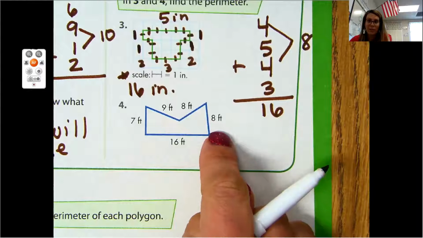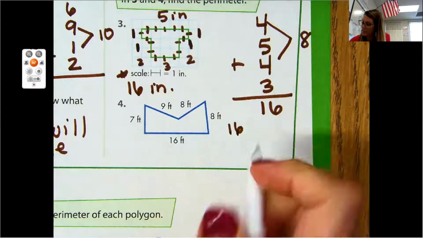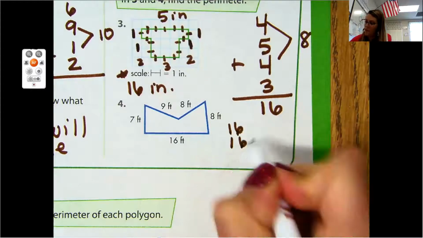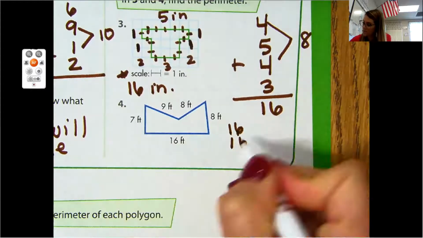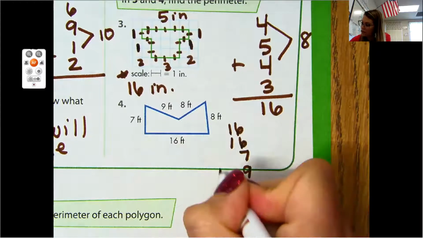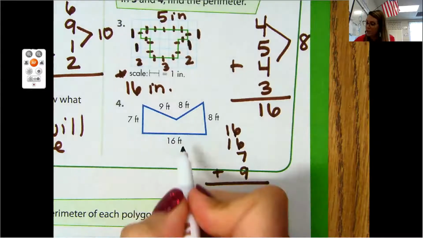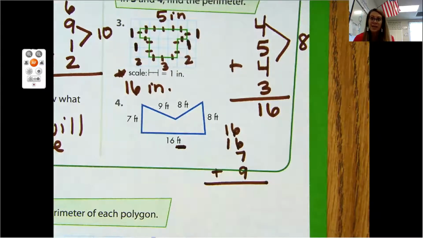So we've got 8 plus 8. We should know that right away, right? 16. Then we've got 16 again. And then we've got what? 7. And we've got 9. I want you to take a minute and add that up. Don't forget to put the unit that it's measured in.